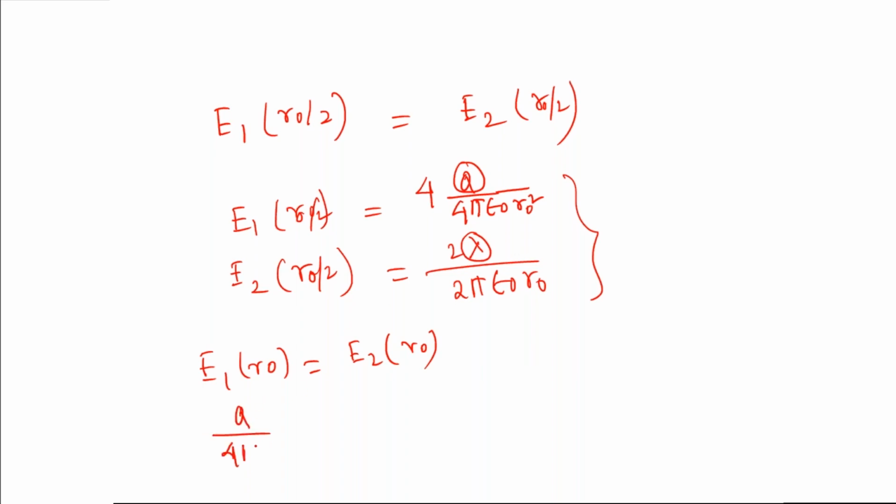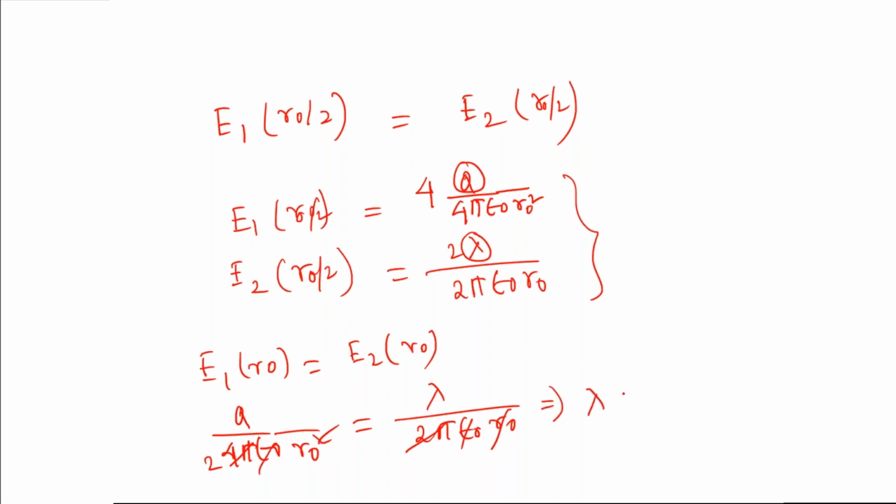What is the value of lambda then? Lambda is actually Q by 2R. Q by 2R. So if I put this value over here, let us see what we get.